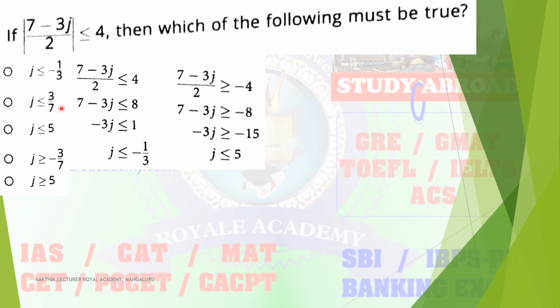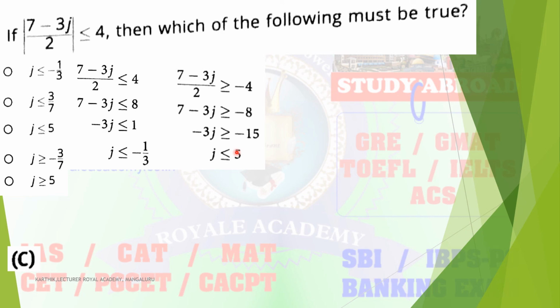So which option is correct? Option A is correct. So actually option A is correct, and also here option C is there. So two options are there, and any one is correct. Option A or option C, both are correct.